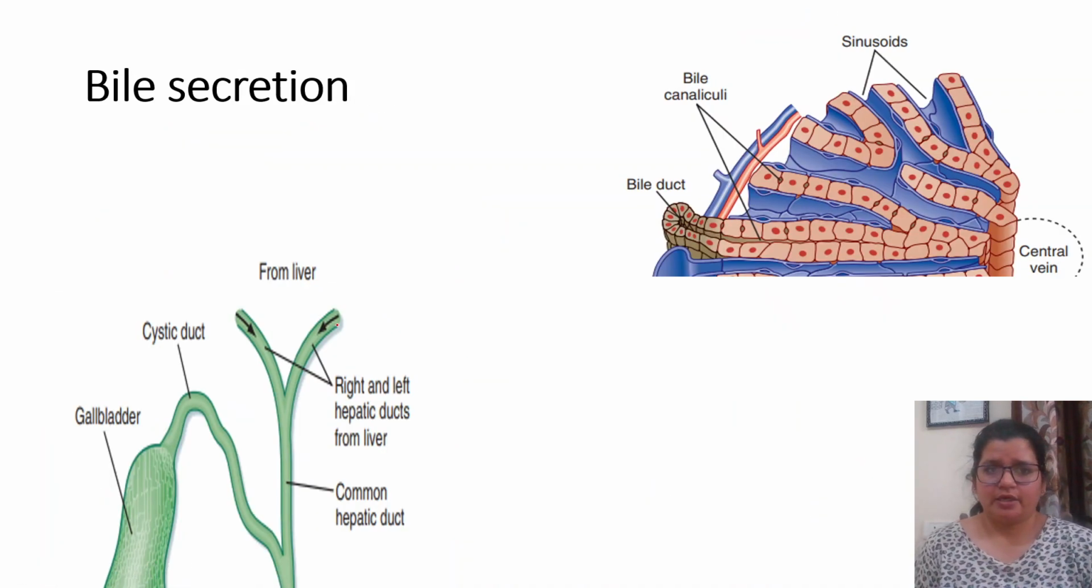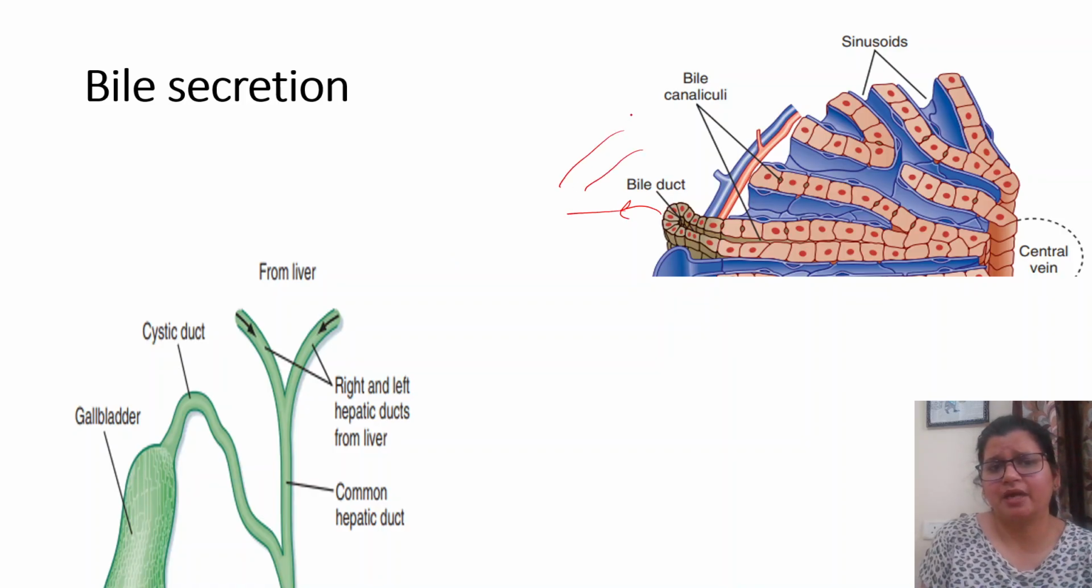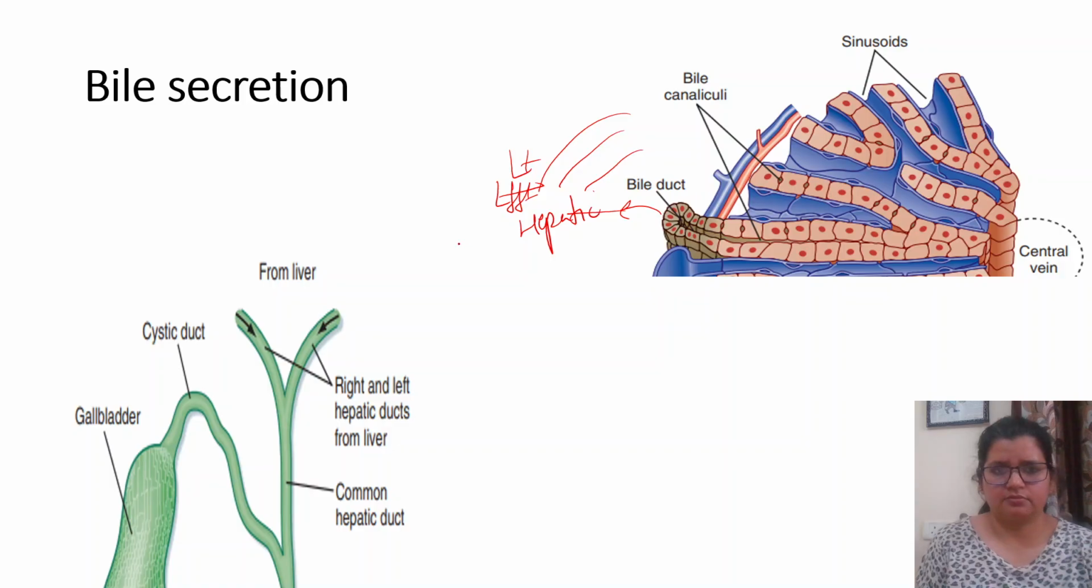Now let's see how the bile is formed. So bile collects in the bile duct, and ultimately on one side the bile ducts become the left hepatic duct. So the left and right hepatic ducts ultimately join to form the common hepatic duct.